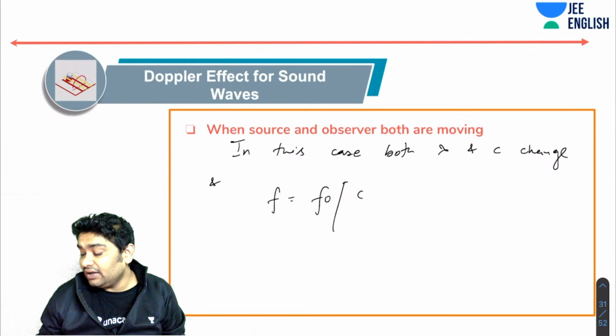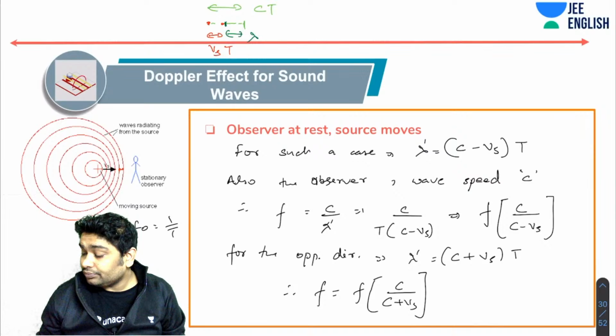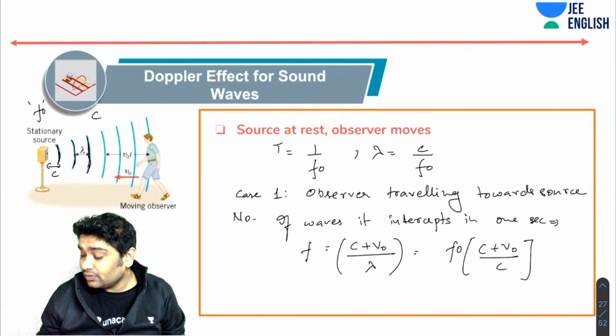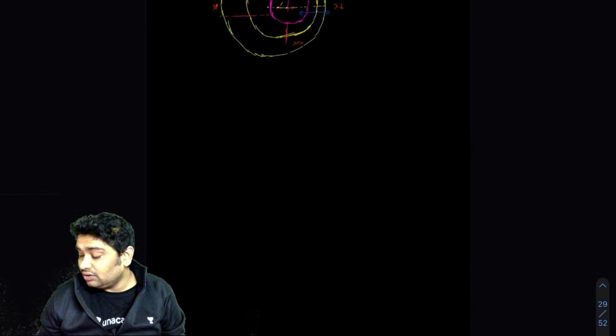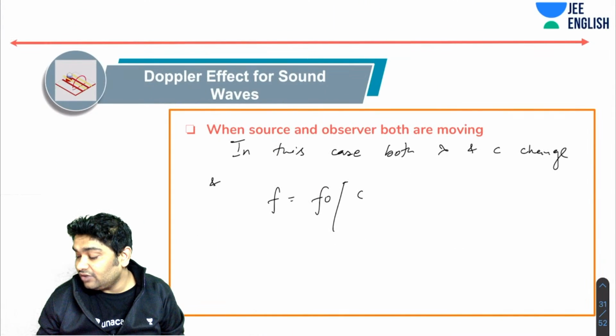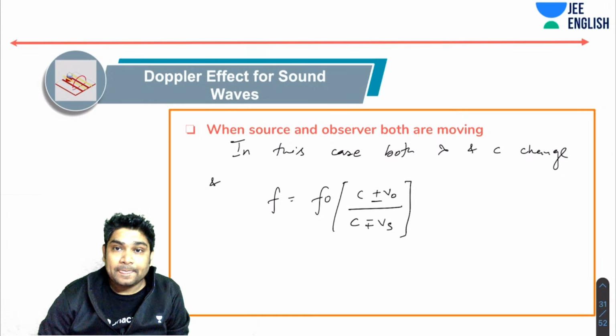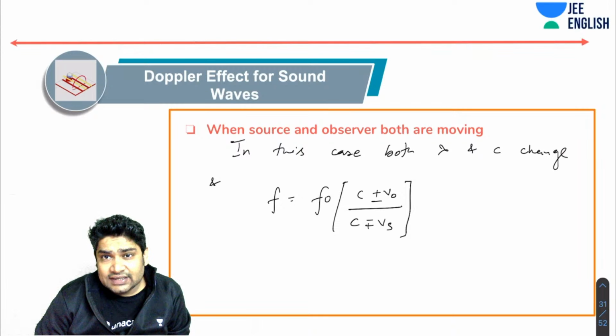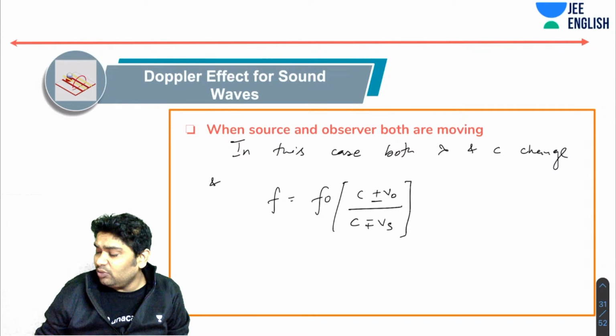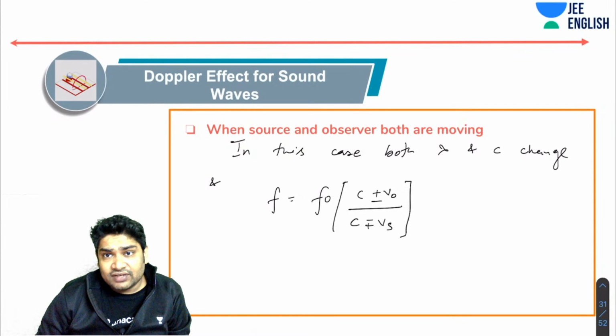So c again, you had plus v naught. This is the conventional way of writing it. So this is finally the final form of the Doppler's effect equation that you have. Okay. When both are moving, you will realize both the frequency and the speed of the wave will change, and hence the change in frequency can be obtained by this equation.